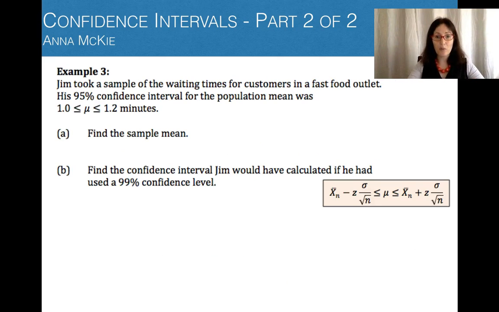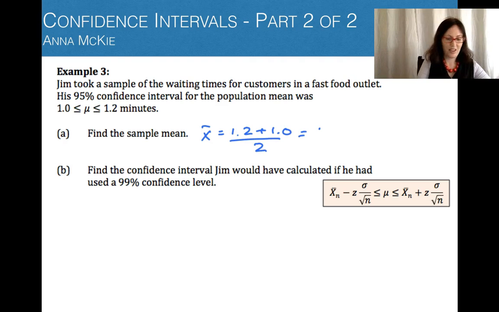Jim took a sample of the waiting times for customers in a fast food outlet. His 95% confidence interval for the population mean was this. So that on average, that's the time people will wait, every person. What was our sample mean? What's X bar then? Well, the way to find that is it's halfway between the two endpoints. X bar is the middle of a confidence interval. So if you ever get asked a question like this, you just add up the two endpoints and divide by 2, and X bar is your answer for that.